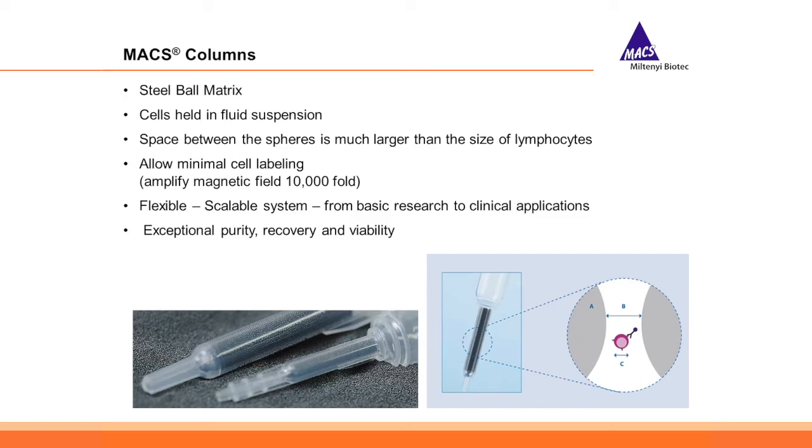What is the function of these columns? They amplify the magnetic field by a factor of 10,000-fold. And this makes it possible to even retain these very small beads. Otherwise, if you don't have this amplification, you would need a pretty large magnet. And furthermore, since you have this very strong magnetic field inside the column, you only need minimal labeling of the cell. So we don't have to cover the cell with these antibody magnetic particle conjugates. Usually, depending on the expression level, we only cover 20 to 30% of the epitopes on the cell. So you don't need to coat the cells with these particles.